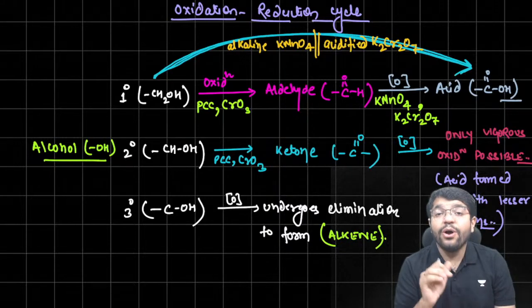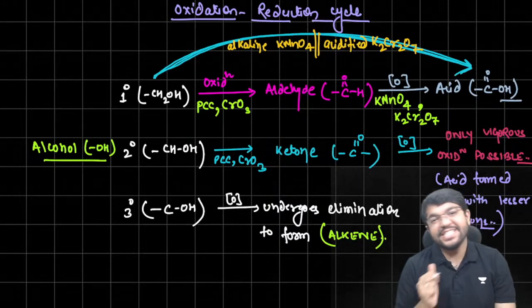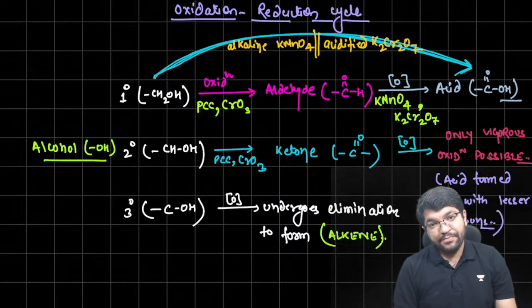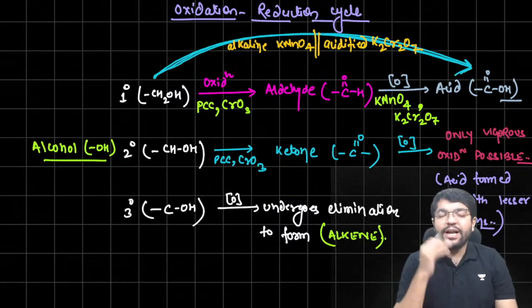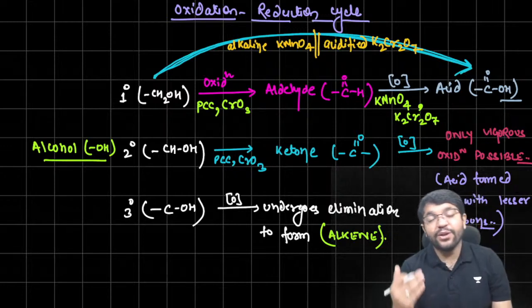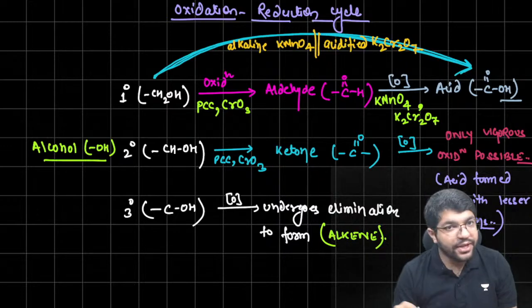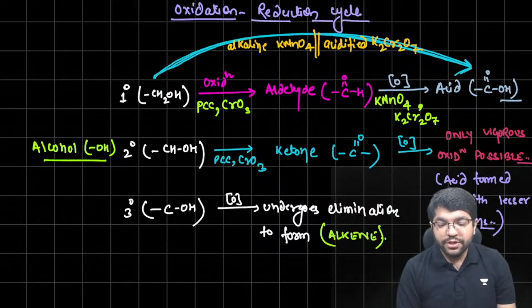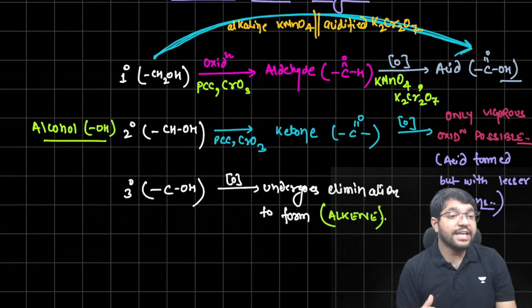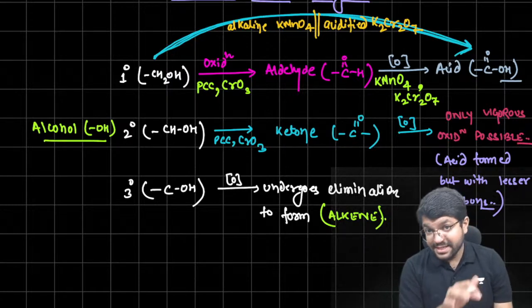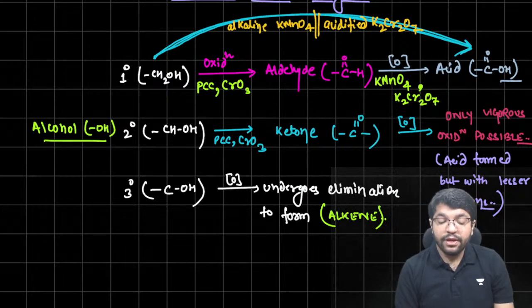But this is all of my oxidation cycle. Okay, alcohol to aldehyde, aldehyde to acid, alcohol to ketone, ketone to acid again, 3 degree to absolutely nothing. All you see on the screen is the oxidation cycle. Very, very important. I'm telling you, this solves a lot of questions. We will discuss that on the way ahead also.